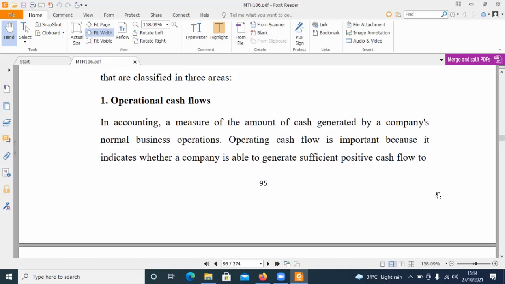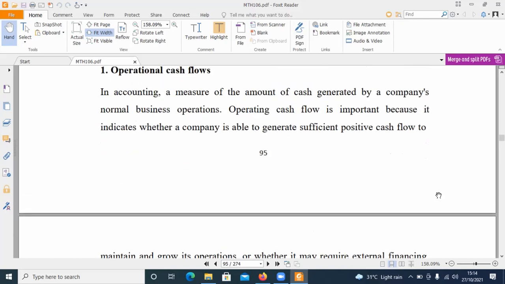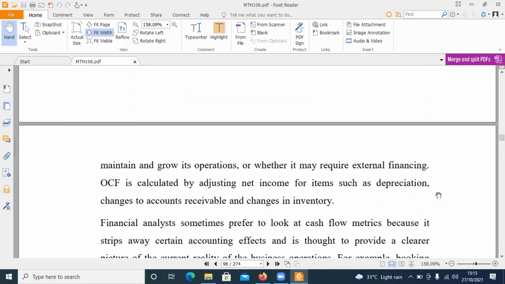Then operating cash flow will show you how the company is operating. In accounting, it is a measure of the amount of cash generated by a company's normal business operations. It is important because it indicates whether a company is able to generate sufficient positive cash flow to maintain and grow its operations. For example, we are buying materials, paying the workers, and money is coming in from what we sold or invested in. That is your operating cash flow, with money coming in and going out.